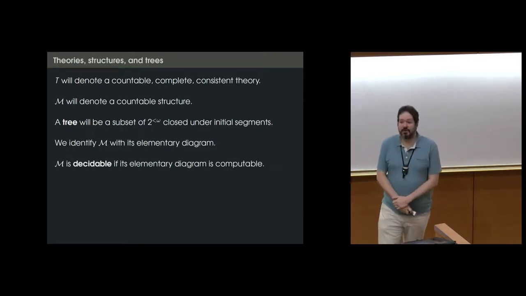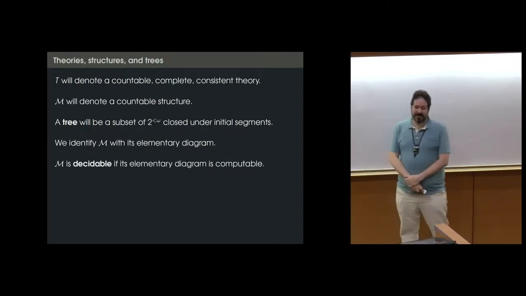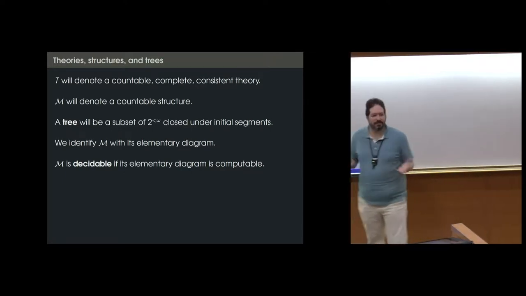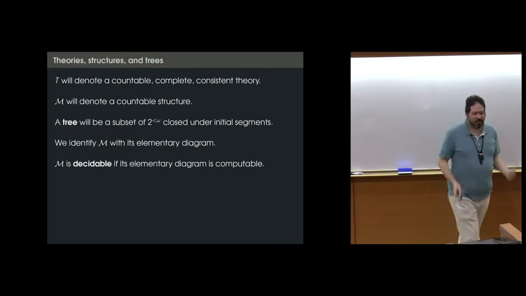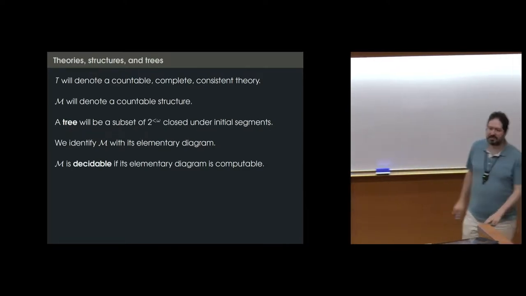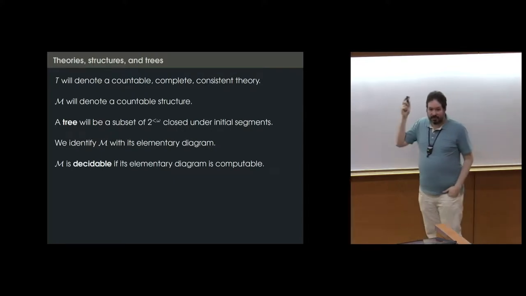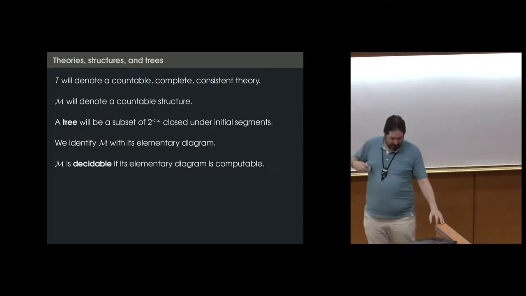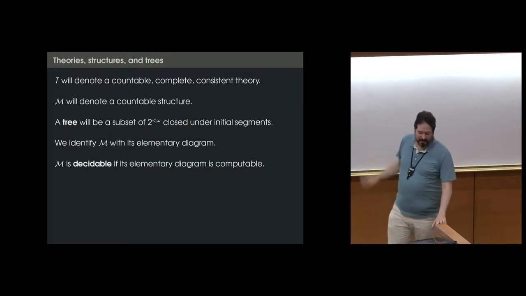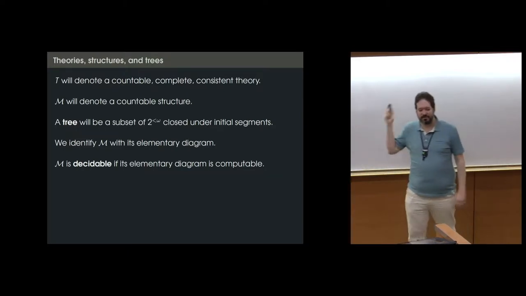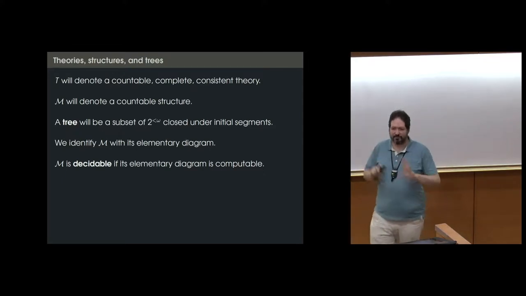Now, in this work in reverse math, we want to identify M not with its atomic diagram, but with its full elementary diagram, because that's what makes sense for looking at the relationship between theories and models. Otherwise everything ends up being at the level of ACA, just because you need to construct the theory. So in terms of computability theory, we're not looking at computable models, we're looking at decidable models. A model is decidable if its elementary diagram is computable. For a theory, decidable means the same as computable, but for a model, that's what I mean: full elementary diagram.